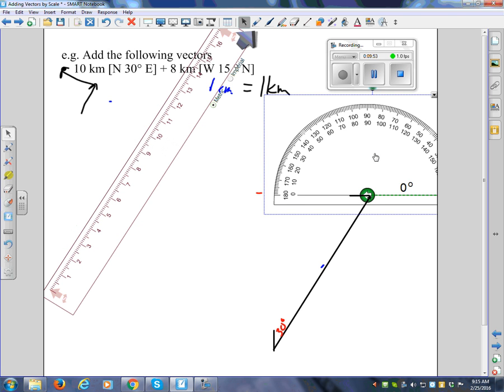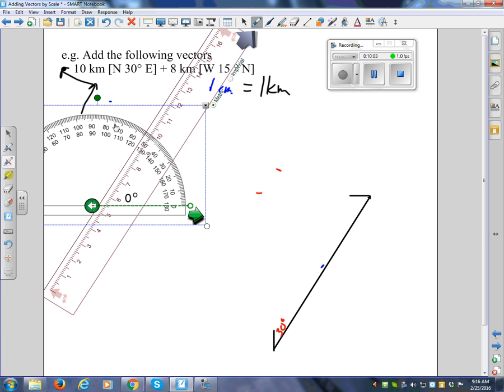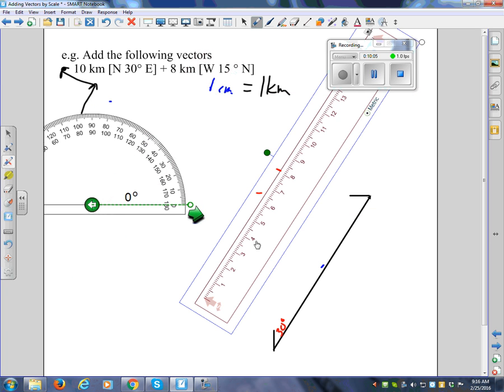West 15 right there. It's 8 kilometers, so I need 8 centimeters.